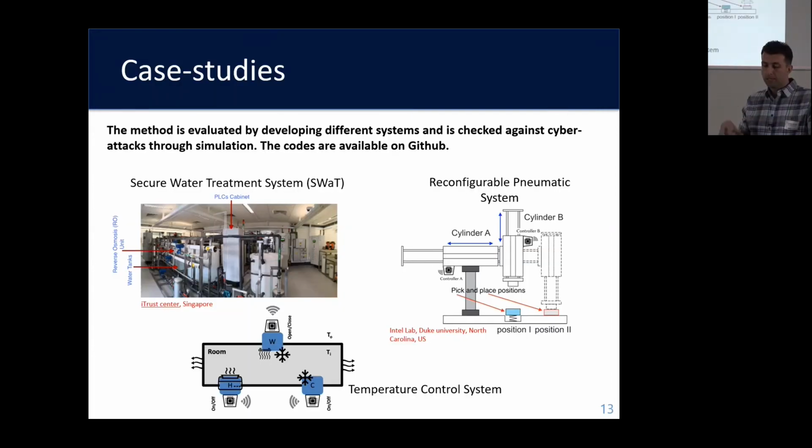We examined and evaluated our method in different case studies. We have 3 case studies here. The first one is the water treatment system, which provides clean water. The second one is the pneumatic system. It's a connection between some cylinders that pick and place different objects in different locations. And the third one is the temperature control system for regulating the temperature in one room. I chose the first case to explain the details of our method and show the code.